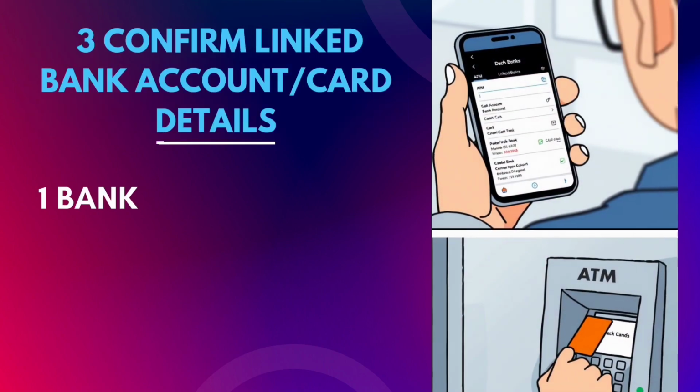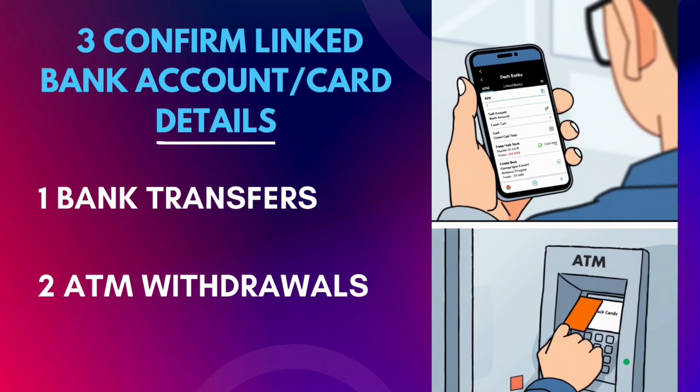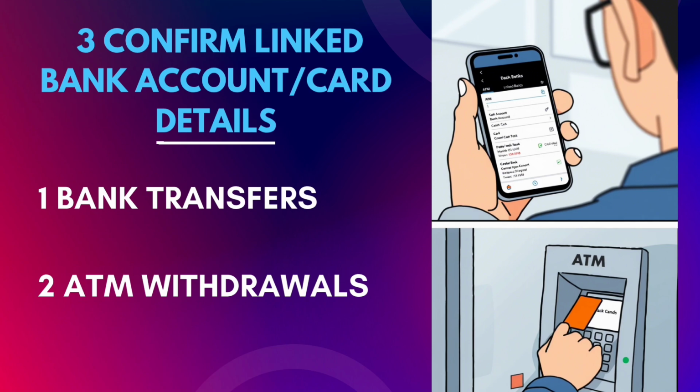3. Confirm linked bank account and card details. 1. Bank transfers. Verify the linked account's routing and account numbers under linked banks in settings, and update if incorrect. 2. ATM withdrawal. Ensure your Cash Card is active, not expired, and the correct PIN is used. Replace the card if expired.